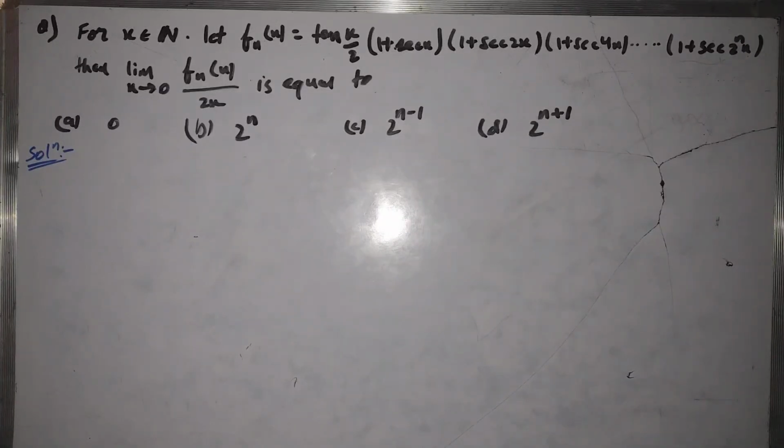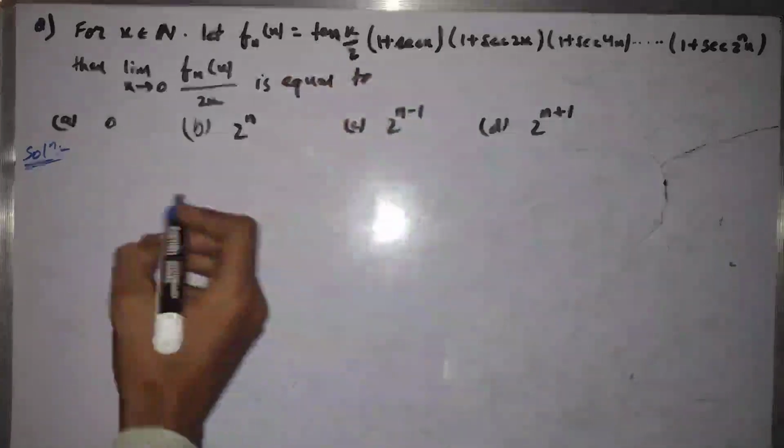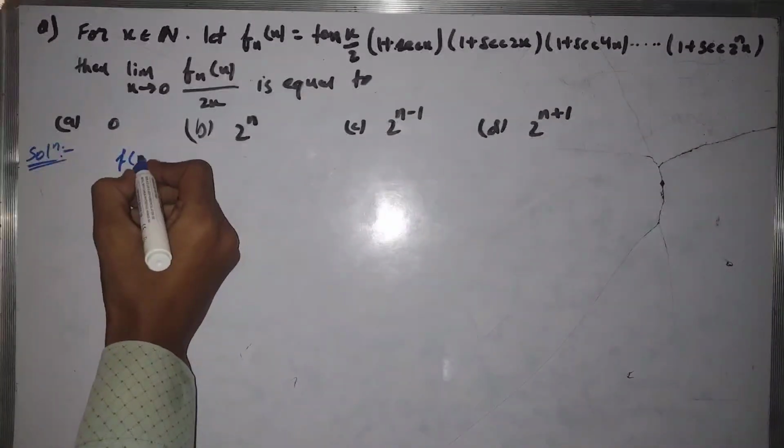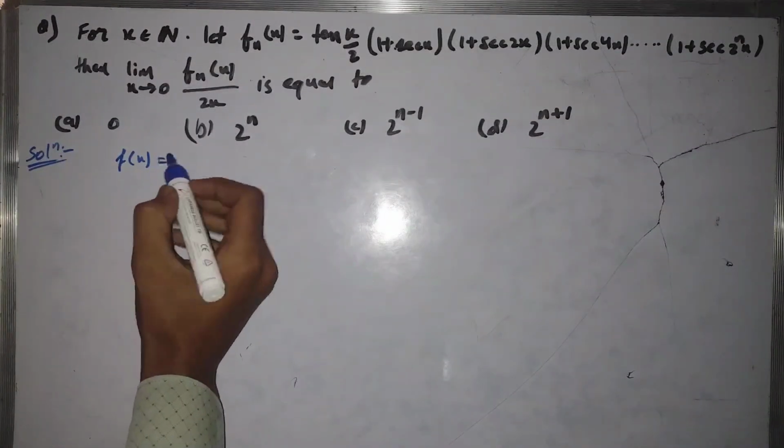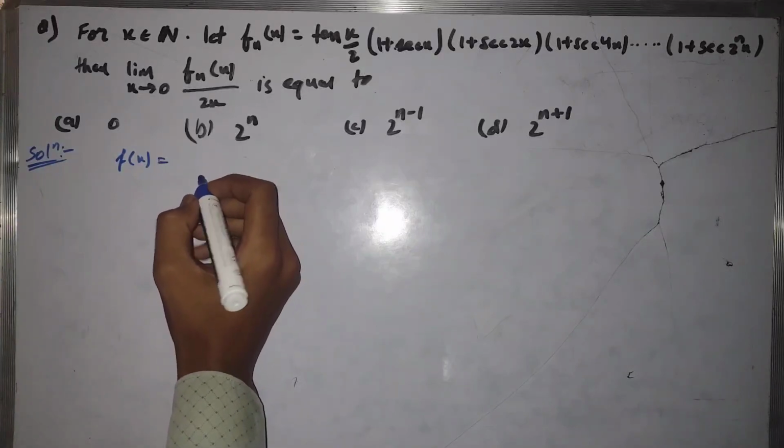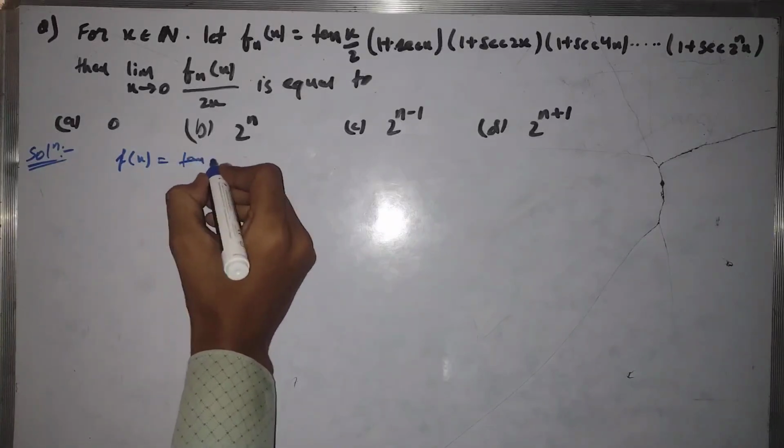So let's solve it. We can see that we can write this, in order to simplify this, f x is tan x by 2.